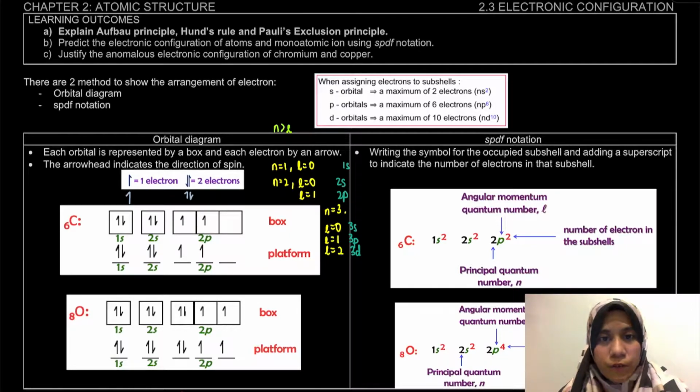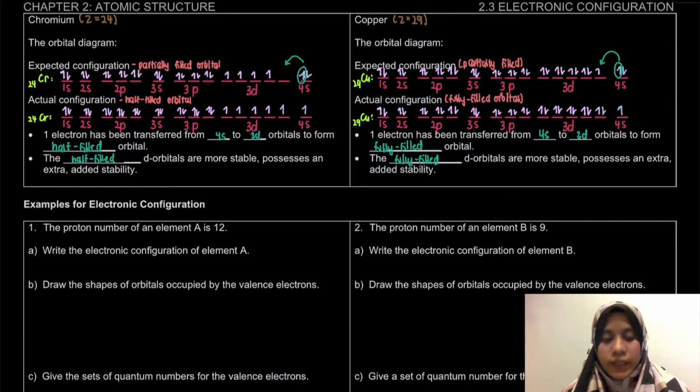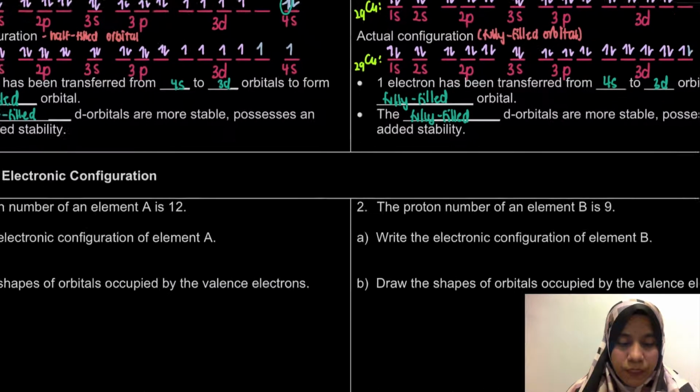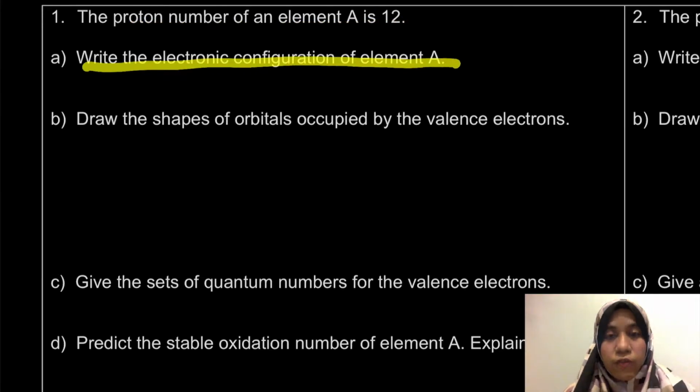And in this video, I'm going to answer some examples. The examples are combined questions, basically what we have learned in 2.2 and 2.3. Okay, so now let's look at the examples on page 22. The first example, here, number 1. The proton number of an element A is 12. Write the electronic configuration of element A.